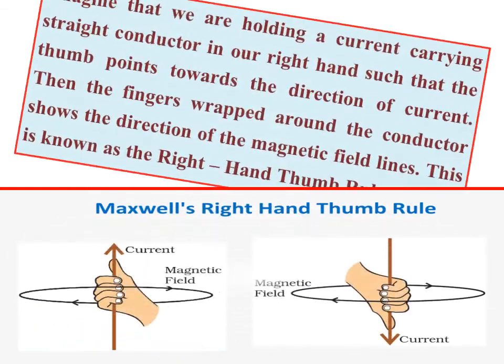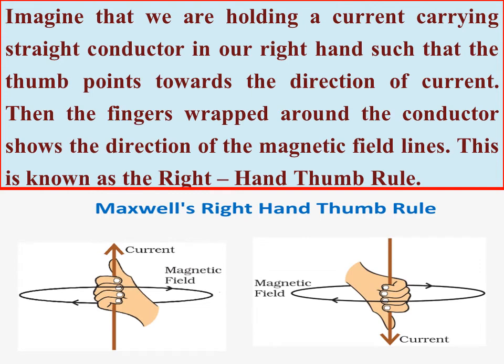Right hand thumb rule states that imagine that we are holding a current carrying straight conductor in our right hand such that the thumb points towards the direction of current. Then the fingers wrapped around the conductor show the direction of magnetic field lines. You can see that in the given figures. In the first figure, we are holding the current carrying conductor in our right hand by keeping the thumb in the upward direction. So the current direction is upward. Then the fingers wrapped show the direction of the magnetic field.